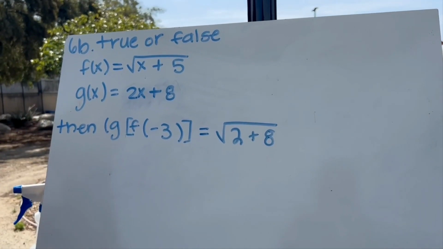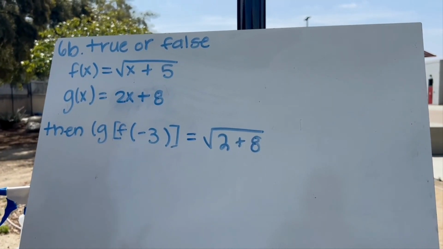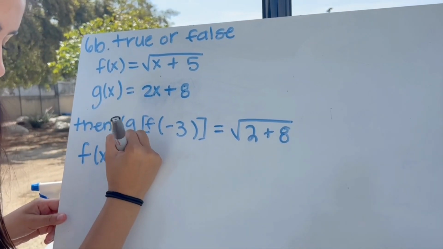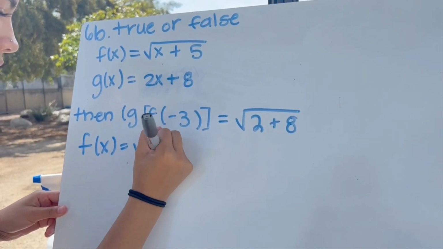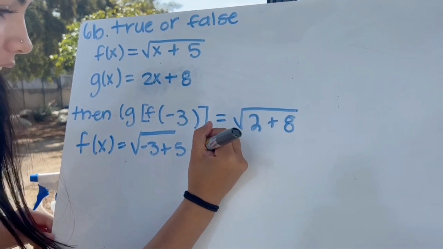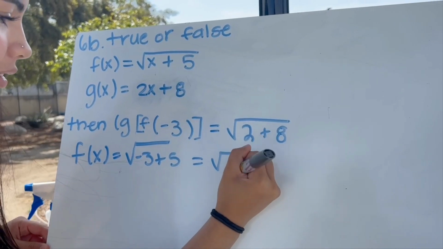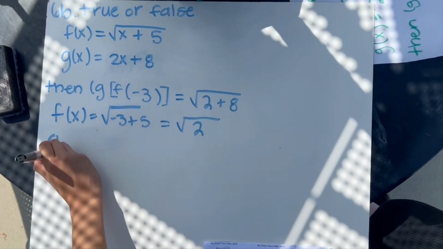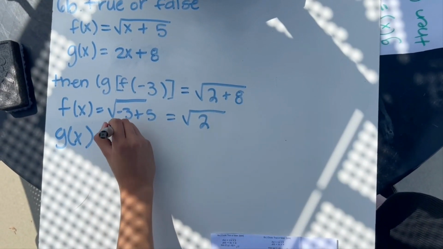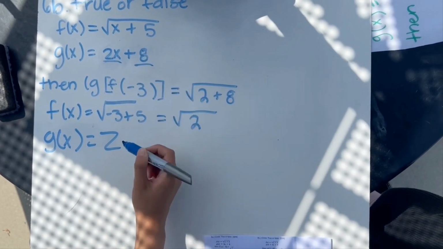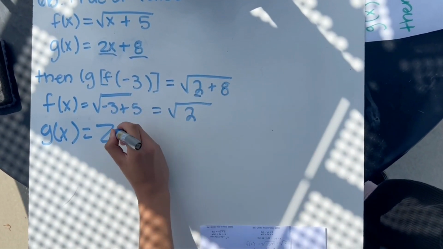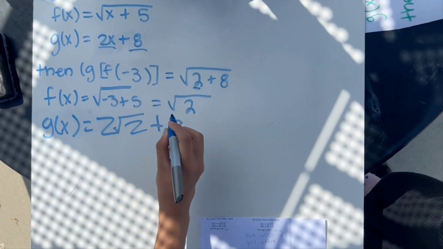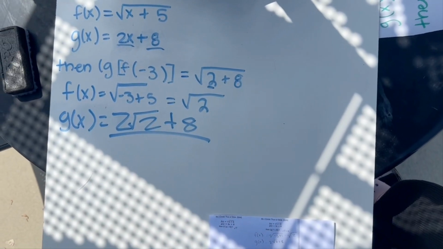So this is our problem. We got 6b, and to solve this problem we have to do f of x, which equals the square root of negative 3 plus 5, and that equals the square root of 2. Since we already got f of x, now we're going to solve for g of x, which would be 2 right here, and then we're going to grab the 2 from here plus the 8 that we got here, and that's it.